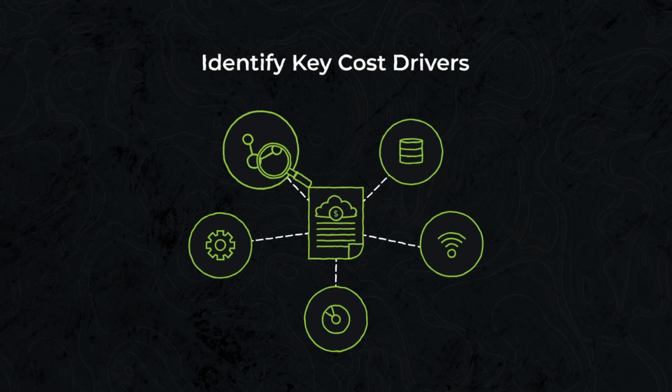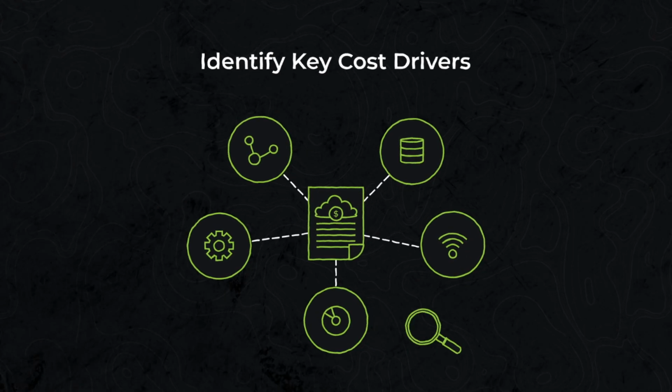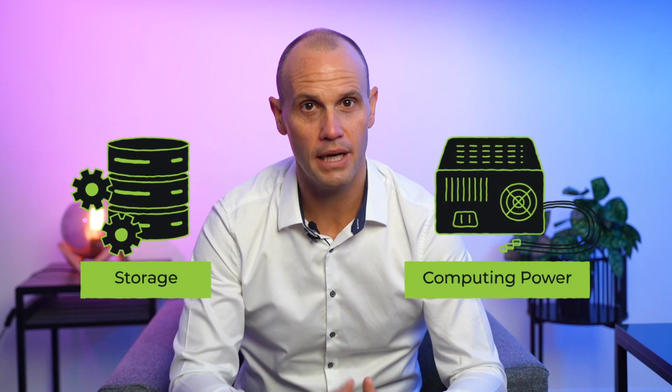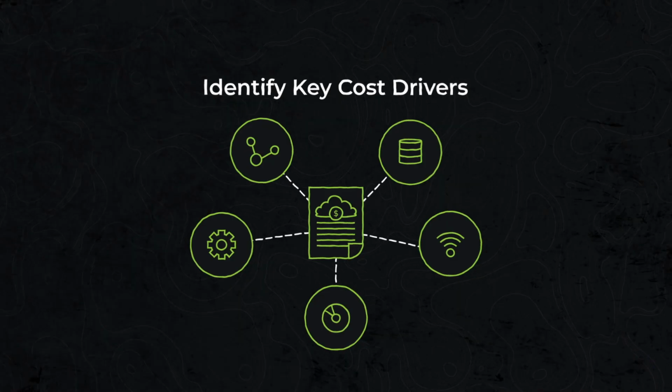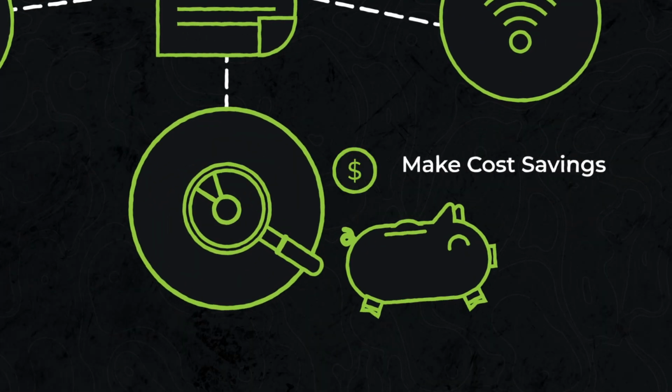So, how do you get started? The first step is really to understand your cloud bill. This means identifying key cost drivers and areas to focus on. For example, do you know how much you're spending on storage versus compute power? Are there services or resources that are costing you more than they should be? By understanding your cloud bill, you can start to identify areas where you can make cost savings.